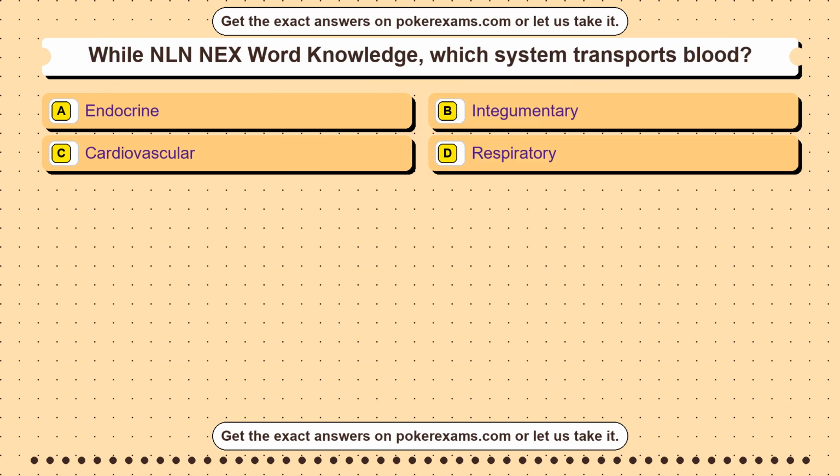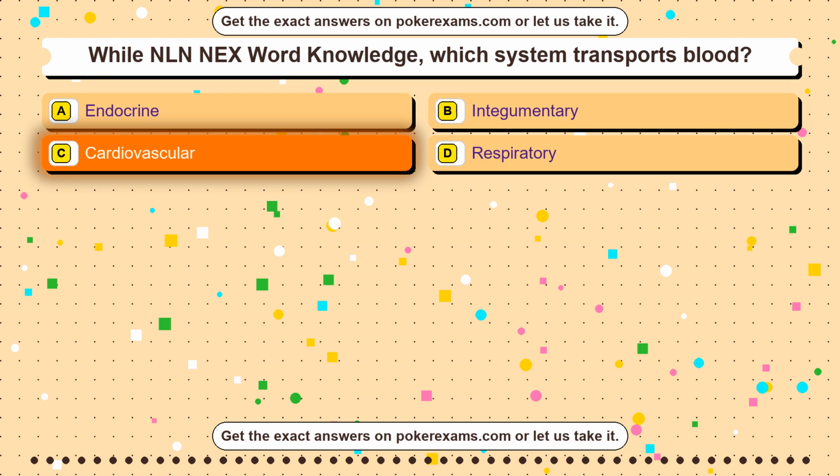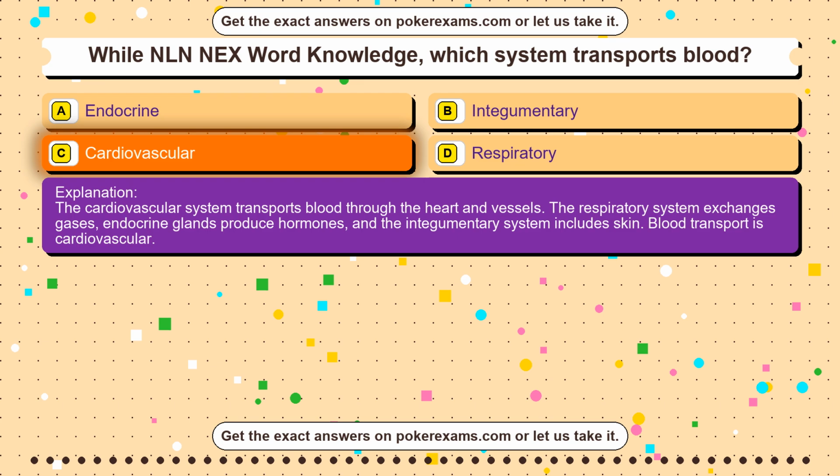Question 27. While Get Word Problems Practice, which sentence uses correct subject-verb agreement? Option A, the students are ready. Option B, the student be ready. Option C, the students is ready. Option D, the student are ready. The correct answer is option C. The cardiovascular system transports blood through the heart and vessels. The respiratory system exchanges gases, endocrine glands produce hormones, and the integumentary system includes skin. Blood transport is cardiovascular.